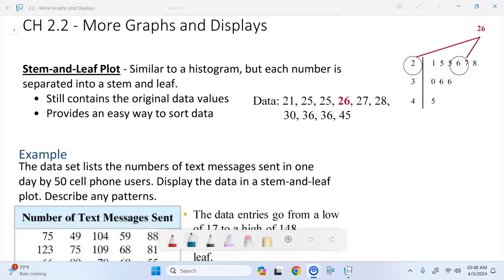If I go above 100, a stem of 10 is all in the 100s, and a stem of 11 is the 110s. So the stem is going to be based off of that base 10, while the leaf is always going to be the single digit, the digit at the end.